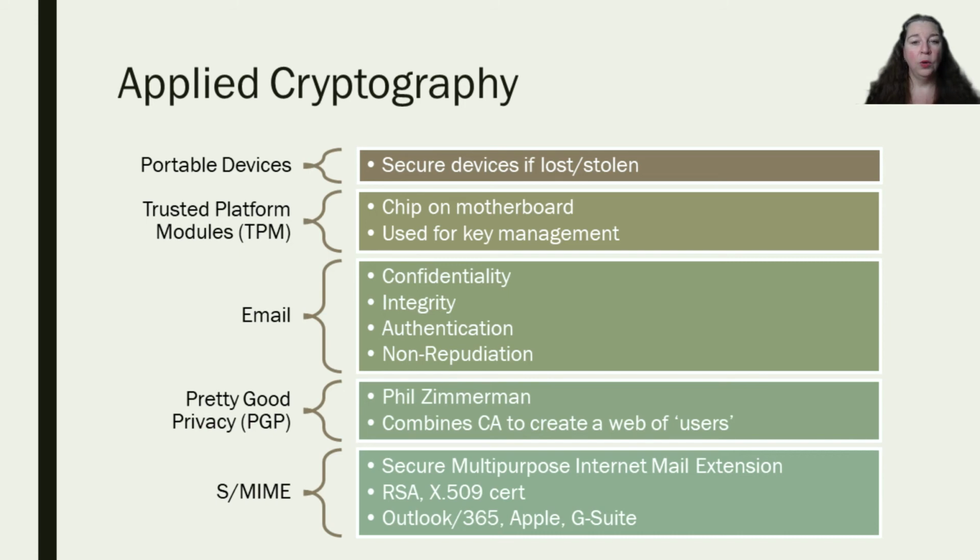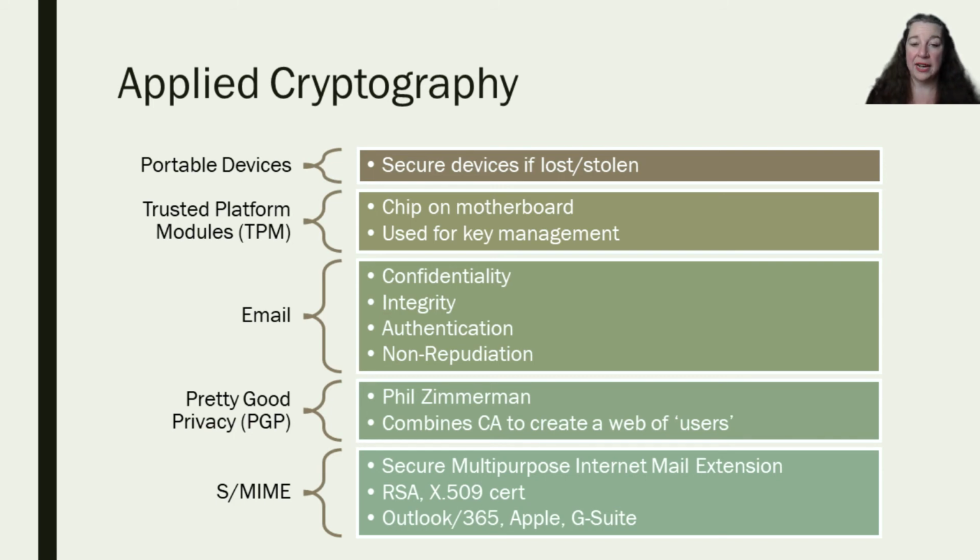For email, we want to have that confidentiality, integrity, authentication, and non-repudiation. So we can use applied cryptography to encrypt our email and add that digital signature to add the non-repudiation part to it. Pretty Good Privacy, or PGP, was Phil Zimmerman's way of handling email, which combines a certificate authority to create a web of users acceptable to it. These are people that the certificate authority has already verified to add pretty good privacy. It wasn't as effective as the best in cryptography, but it's good enough for most situations.